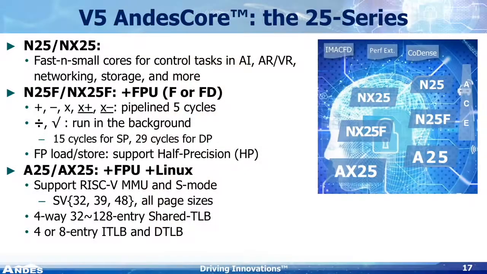So in the 25 series, we have 6 of them. N25 is 32-bit and X25 is 64-bit. They are positioned as fast and small cores used for control tasks in AI, AR, VR, networking, storage, and more. And N25F and NX25F come with floating-point addition. You can choose single precision, which is F, or single plus double precision, FD.